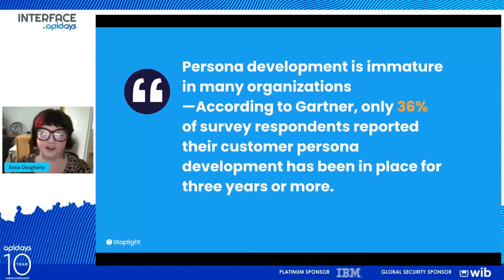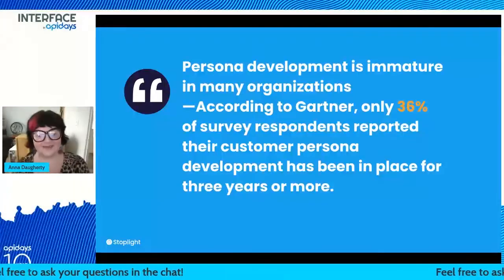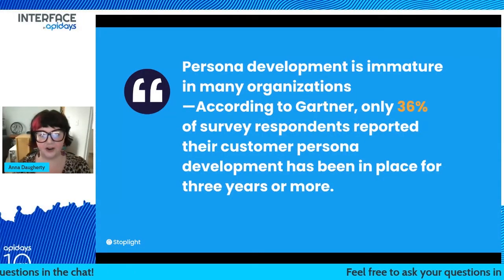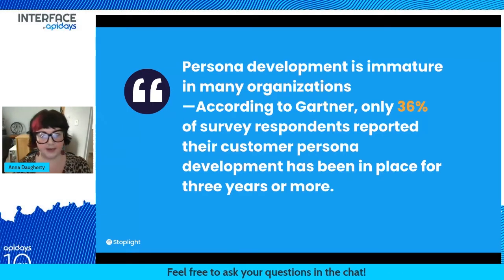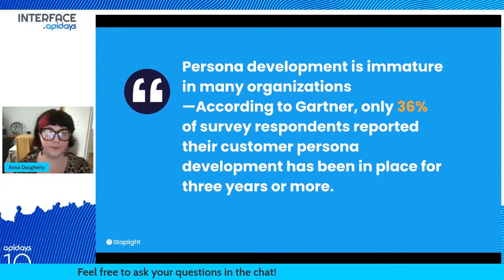What's interesting is Gartner has conducted a study, and they report that only 36% of their respondents have had a customer persona development process in place for 3 years or more, which means it's an immature process within most organizations. I would say this is probably a generous number because a lot of organizations are startups, right? And so if you're an API driven startup and you haven't thought about a persona yet, now's a great time to do so.